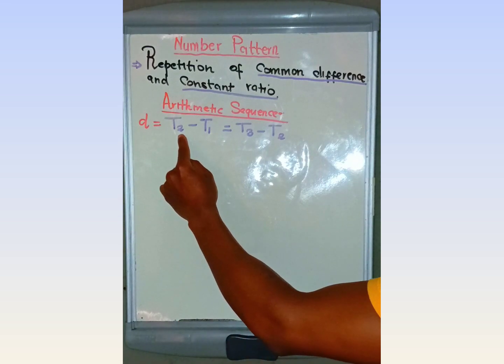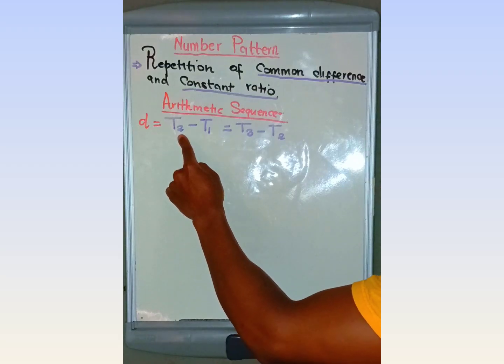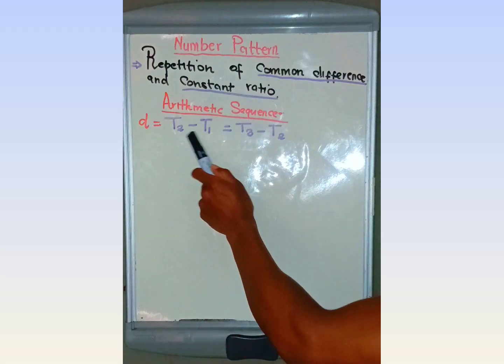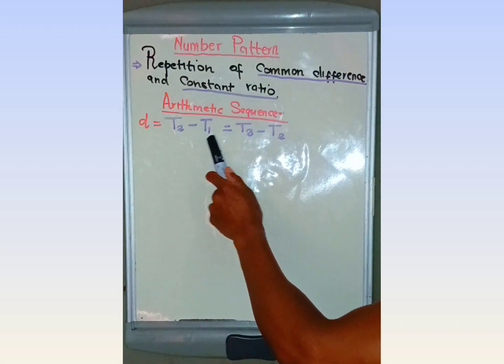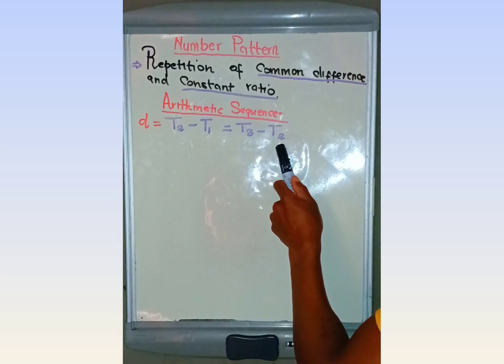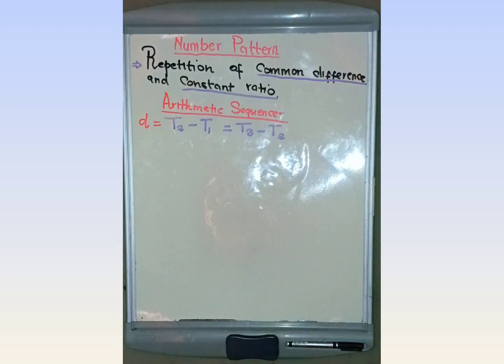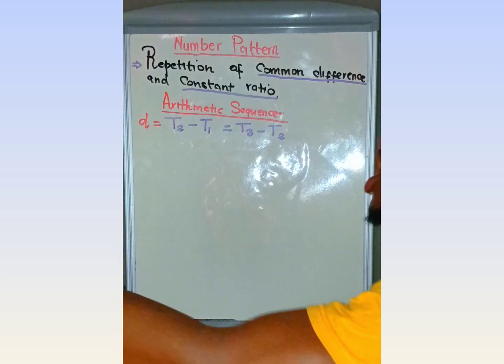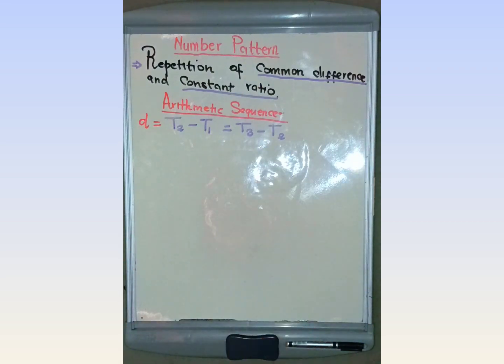Therefore, do you see that you have t2 minus t1? 2 is greater than 1 and 3 is greater than 2. Therefore, we call this the highest value minus the lowest value on the consecutive terms. So the arithmetic sequence is a linear sequence whereby we look at the repetition of a common difference.